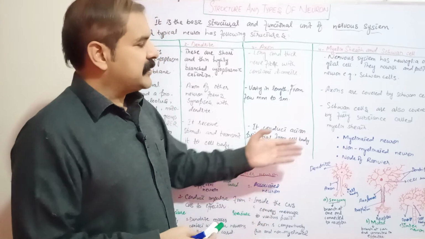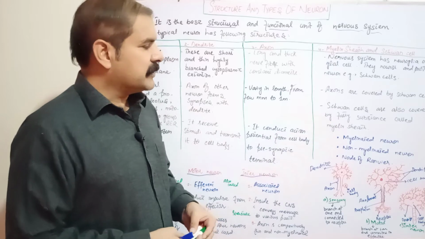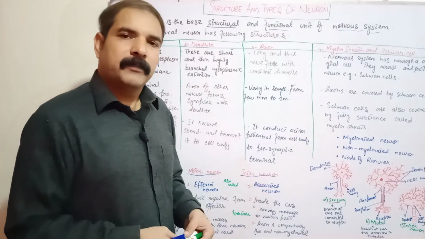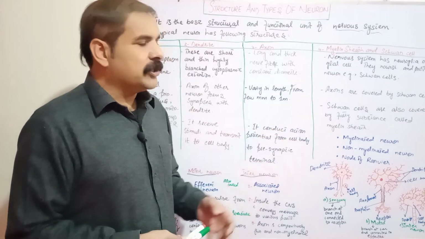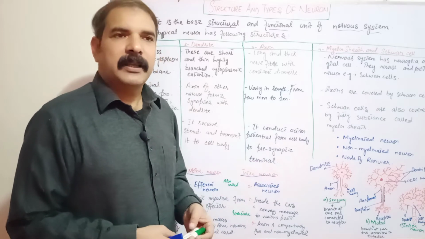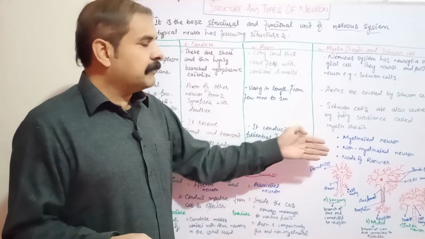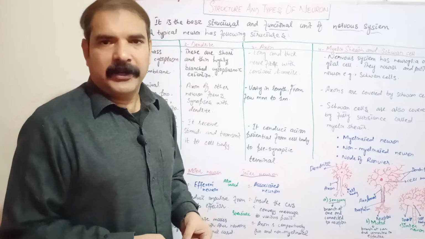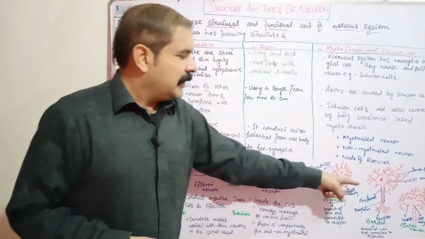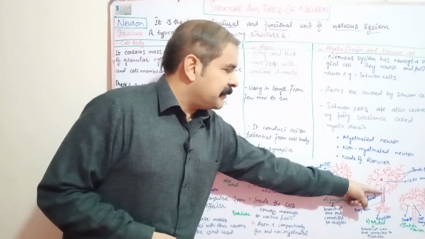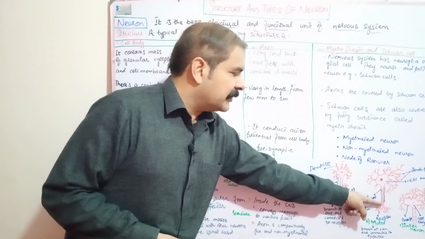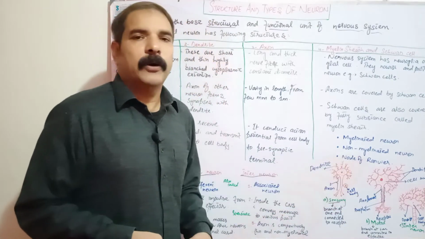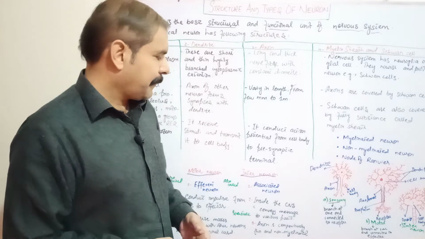On the basis of the presence of this myelin sheath, the neurons are of two types. Those containing myelin sheath are called myelinated neurons, and those lacking the myelin sheath are called non-myelinated neurons. We see there are some naked areas over the axon. These naked areas are called nodes of Ranvier.